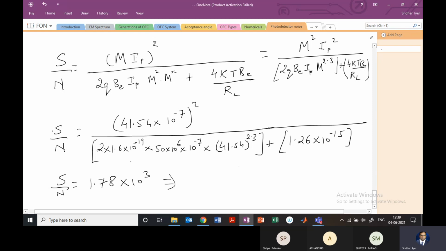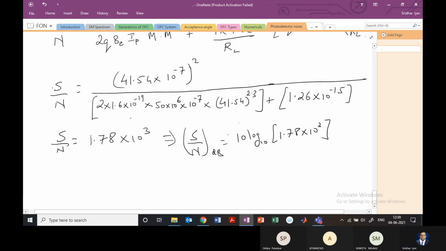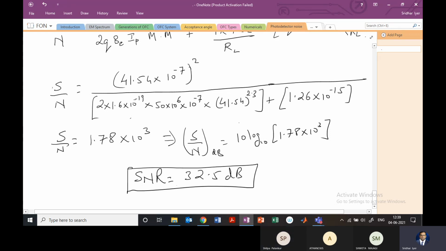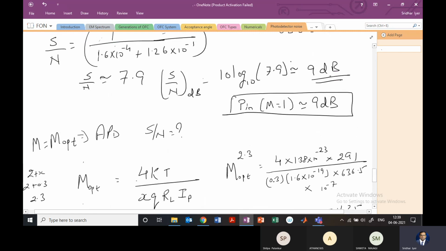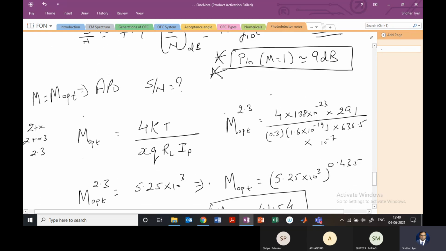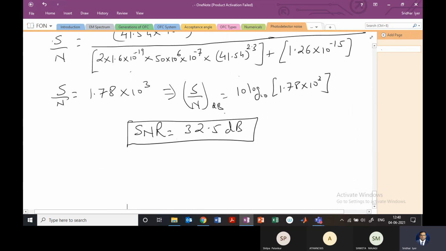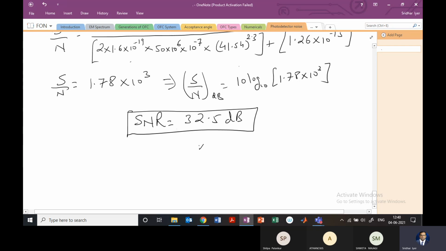Let's calculate this in decibels. So this signal to noise ratio in decibels will just be 10 log to the base 10 of 1.78 into 10 raised to 3. So let us see what SNR we get here. I get 32.5 decibels. Yes, sir. Correct, right? Okay. And now if we compare this, what was that for M equal to 1? It was 9 decibels, right? And what we are getting for the M, that is when X is 0.3, is 32.5 dB, right?